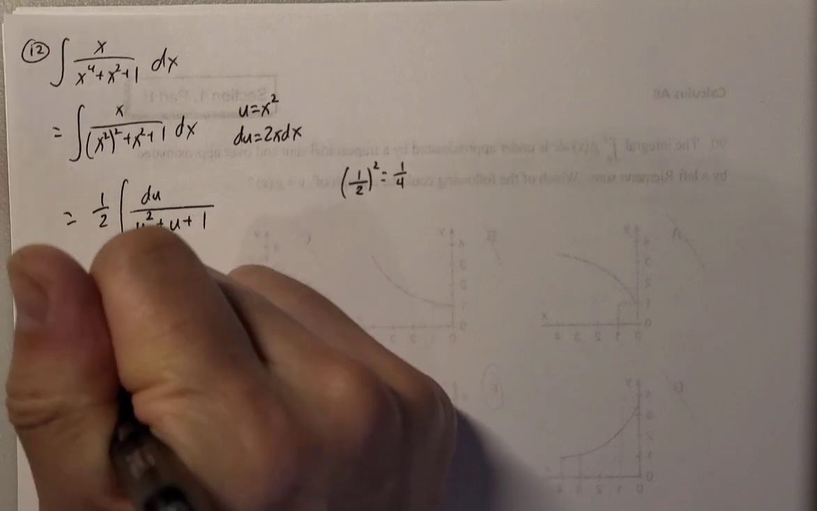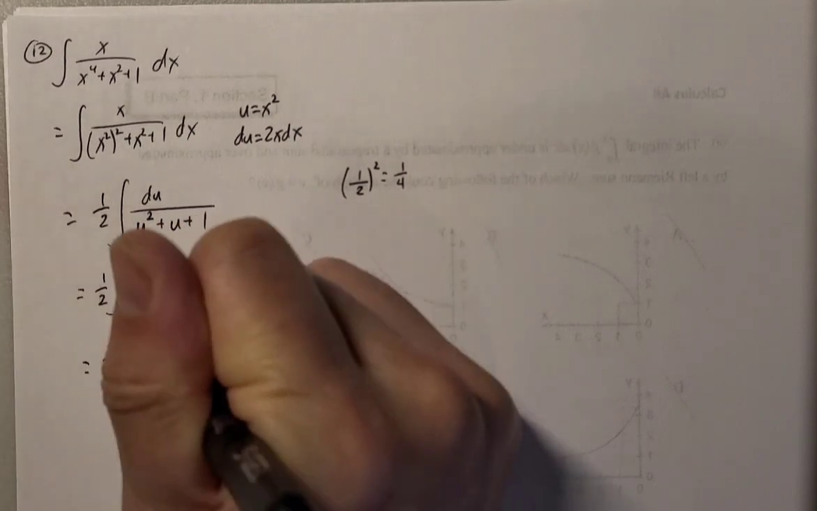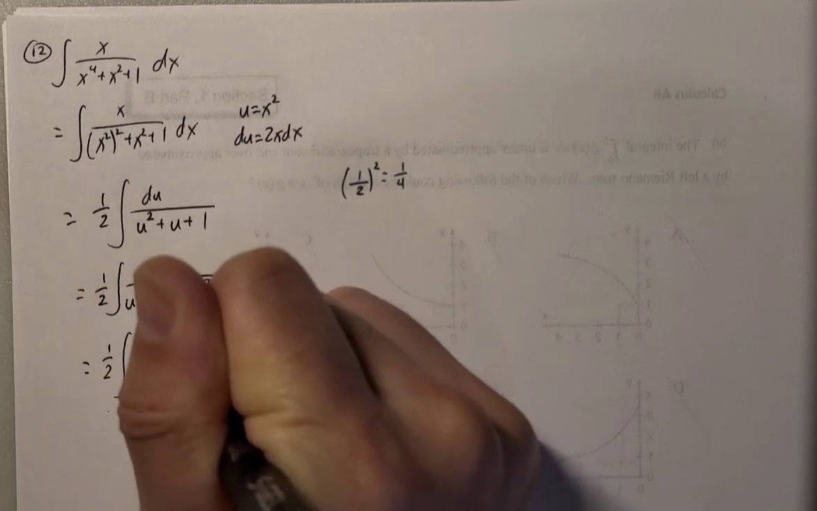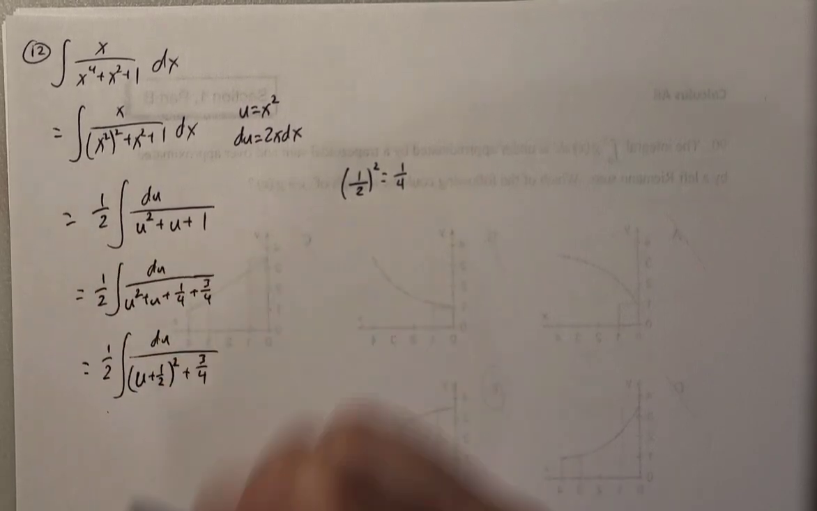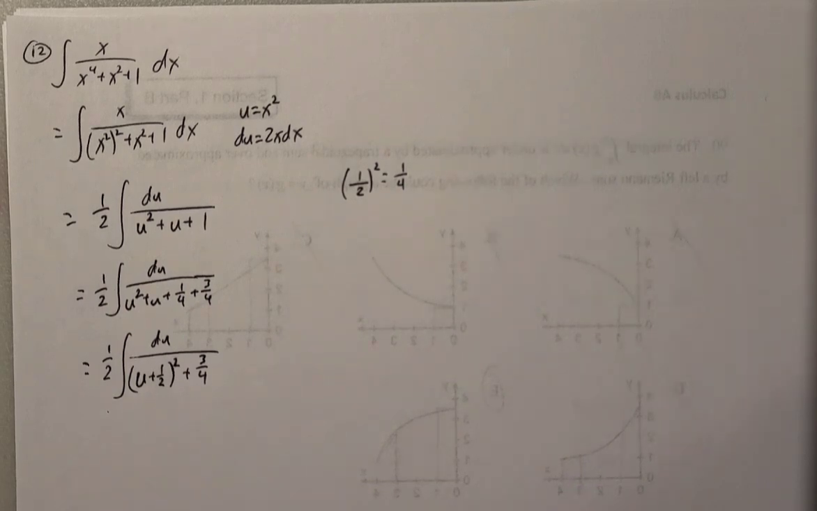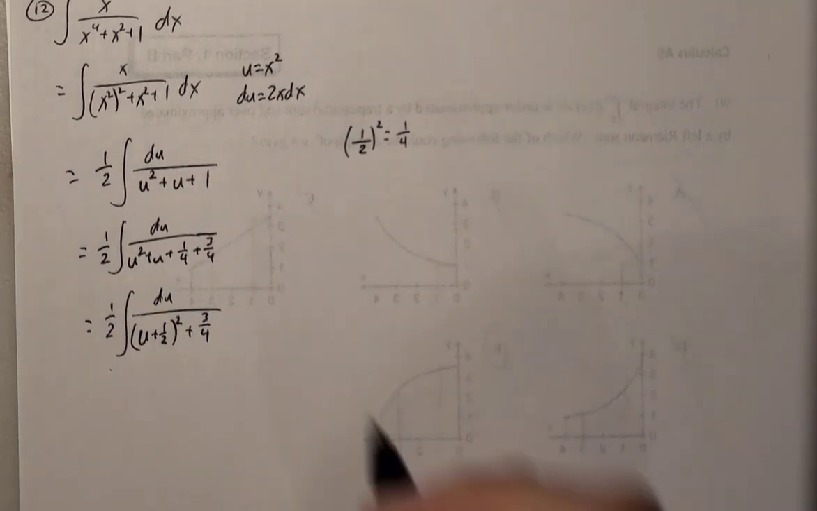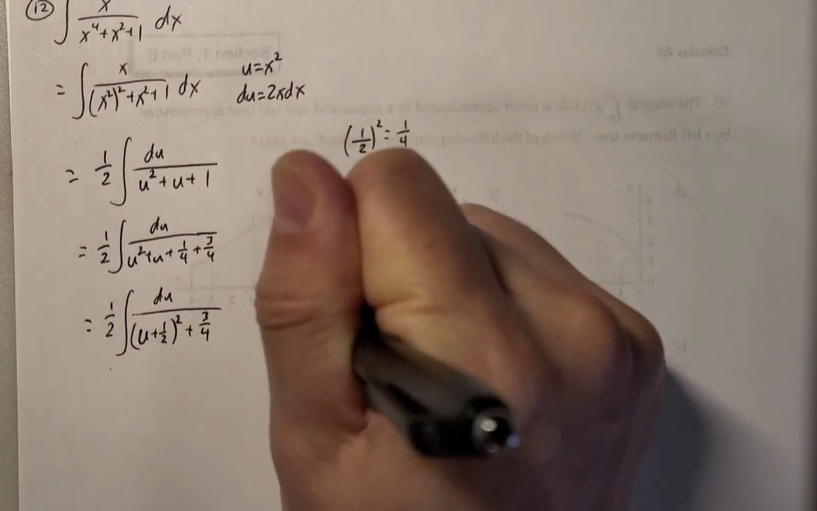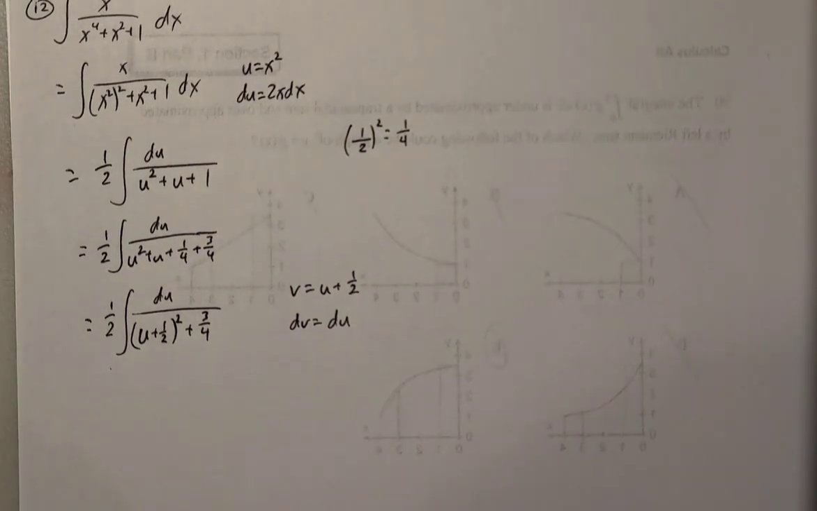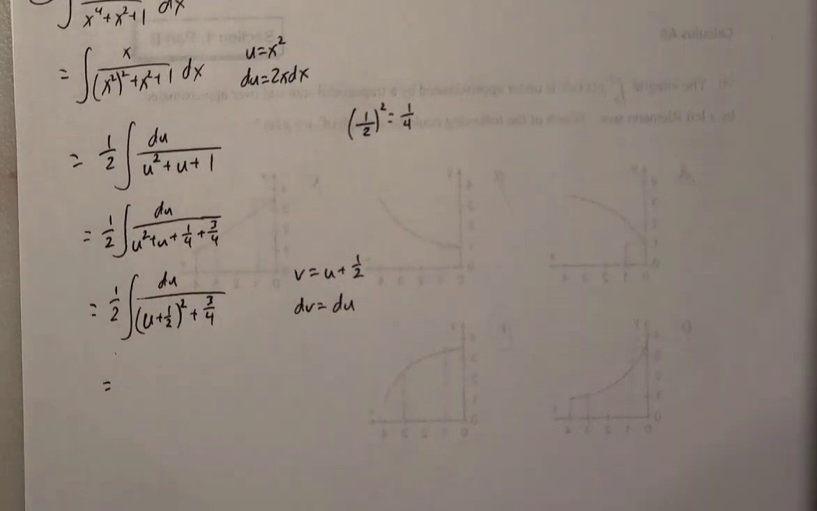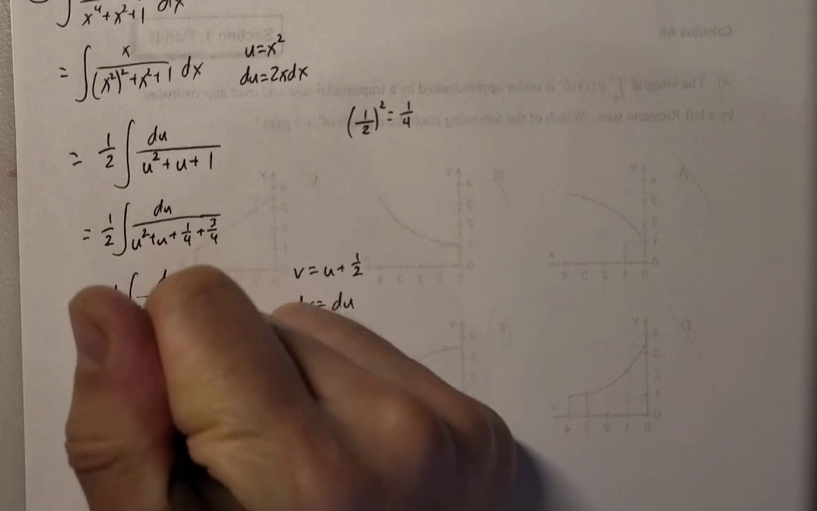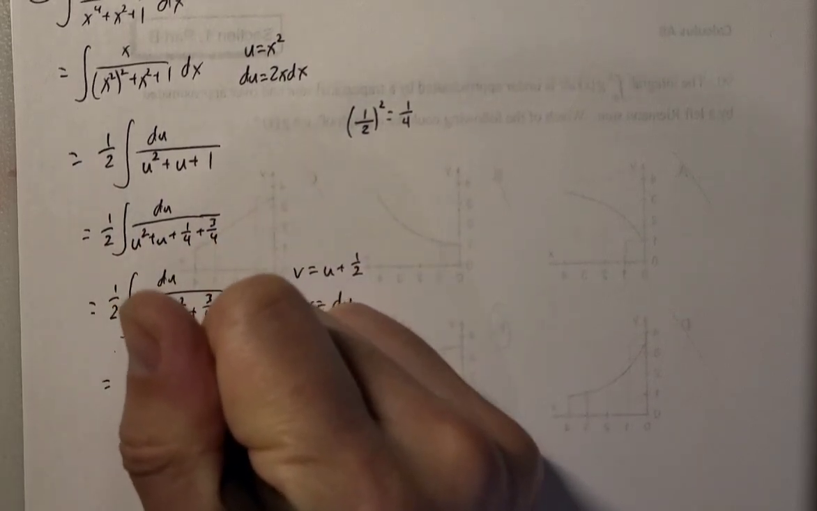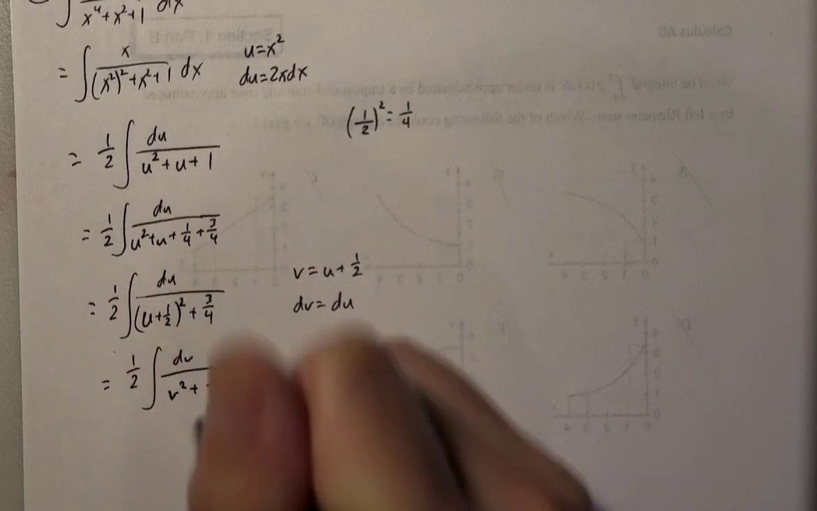The whole point of completing the square is to get a perfect square. So in the bottom, we get u plus half squared plus 3/4. Here we can make another substitution. v is u plus half, dv is just du. Now our integral is dv over v squared plus 3/4.